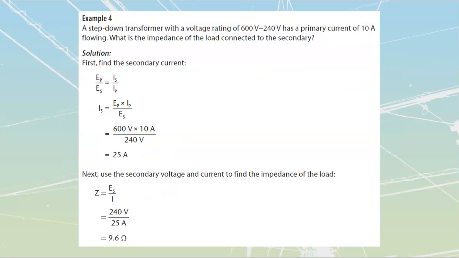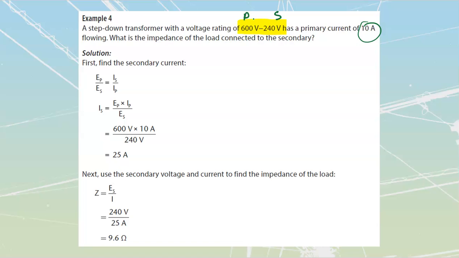Example number 4, a step-down transformer with a voltage rating of 600 volts dash 240. So it's step downward. That means we're feeding in 600 volts as my primary, and 240 volts is going to be my secondary. It has a primary current of 10 amps. Well, if it's 10 amps, that means that that's going to have to be on the 600 volt side.